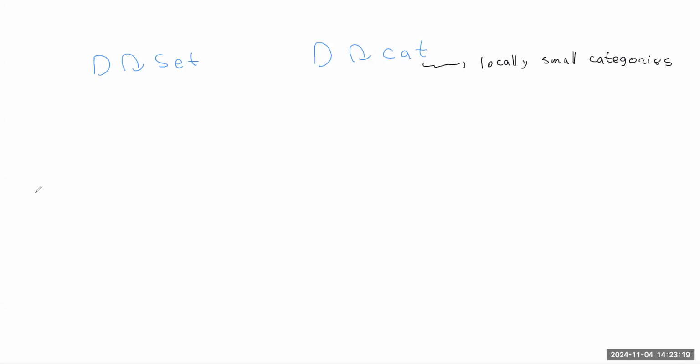How are we doing this? Let's say that we have a category C. We now build a new category. We call this DC. How does this category work? The objects of DC will be exactly the objects of C.